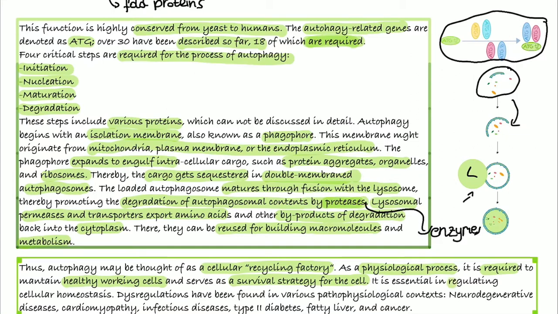Furthermore, it's essential in regulating cellular homeostasis, so dysregulations have been found in various pathophysiological contexts, like neurodegenerative diseases, cardiomyopathy, infectious diseases, type 2 diabetes, fatty liver, but also cancer. This was a quick overview of the process of autophagy.